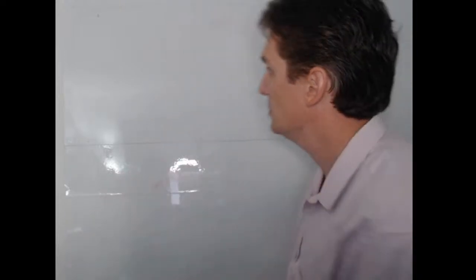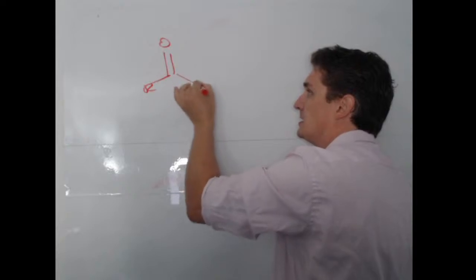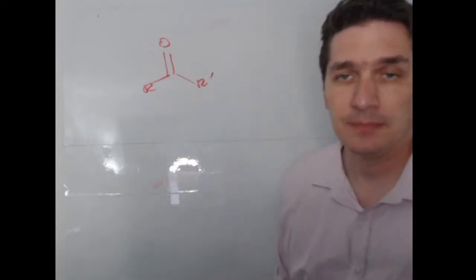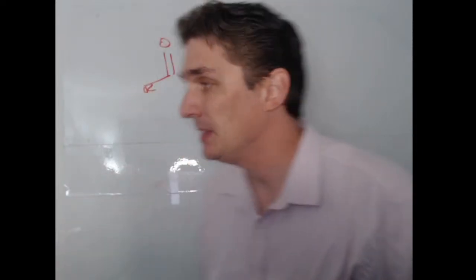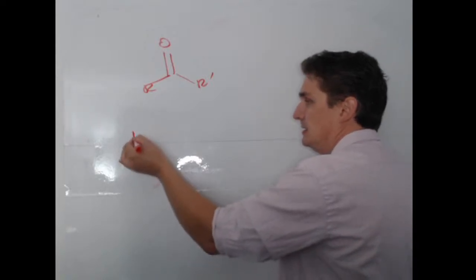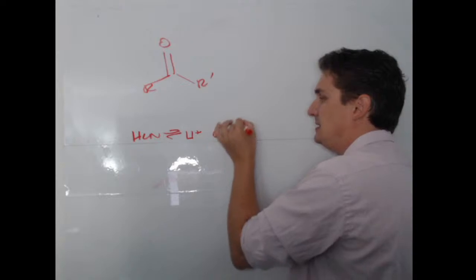So, nucleophilic addition of HCN to a carbonyl. Let's just take a generic carbonyl. We're not going to specify what R and R prime are. They can be hydrogens or carbon groups, but we're going to limit ourselves to where R is either carbon or hydrogen. HCN is a weak acid, and it's going to dissociate into H plus and CN minus.